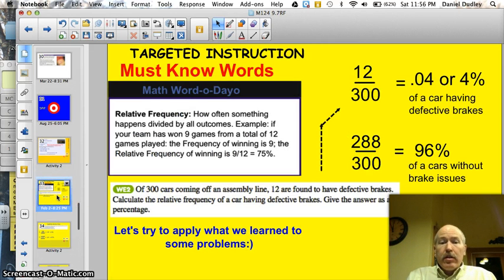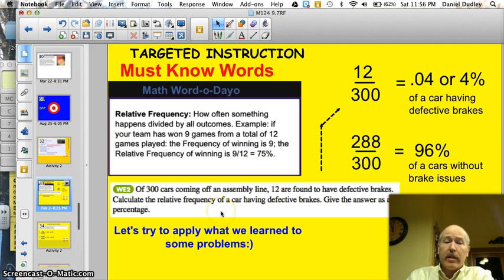Tonight, our definition, relative frequency: how often something happens, divided by all outcomes. Our first example, if your team won 9 games from a total of 12 games, the frequency of winning is 9. That's how many games you won. The relative frequency is 9/12, 9 out of a possible 12 games. Divide that out, you'd have 75%.